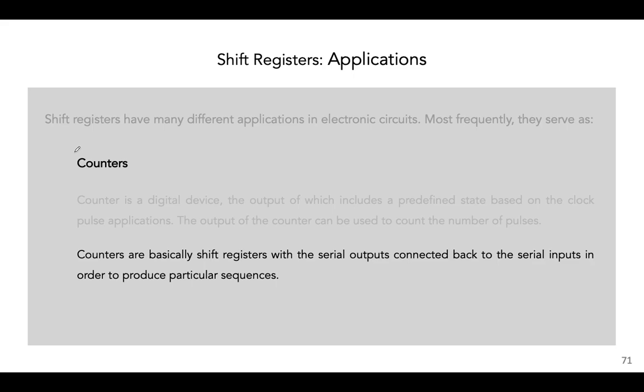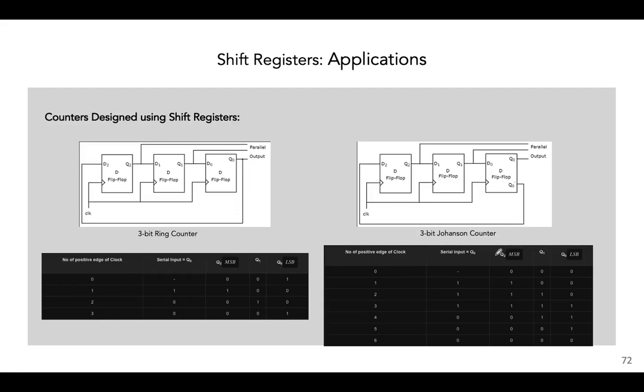So what happens then is that register would go through a specific sequence of bits, and when that sequence is over, it will start from the beginning. And to illustrate what that means, I want to take the help of two counters designed using shift registers, namely a ring counter and a Johnson counter.